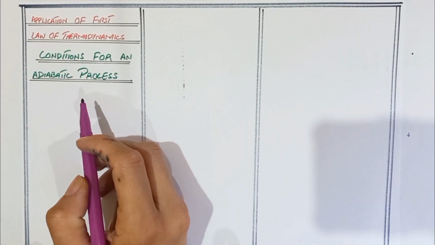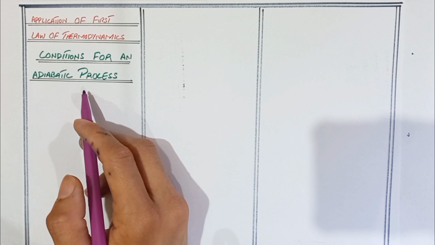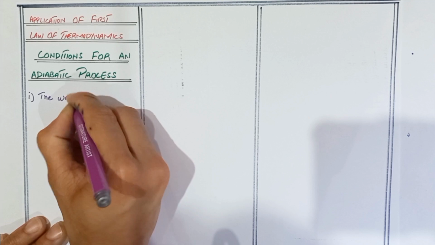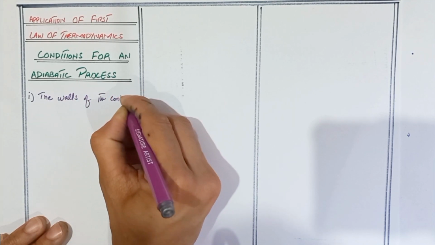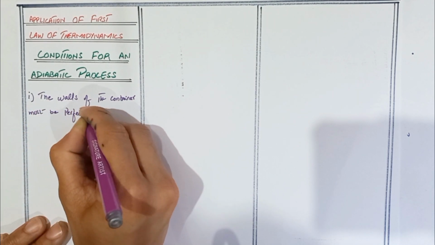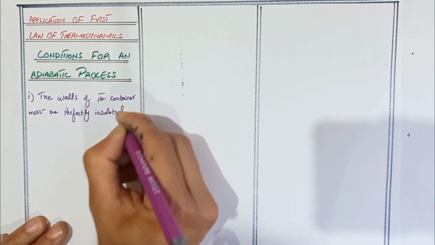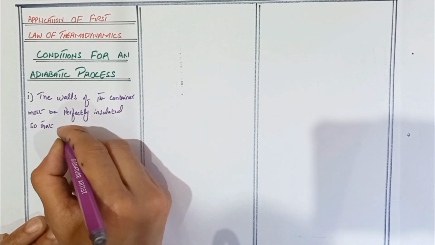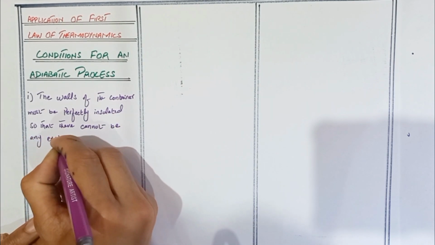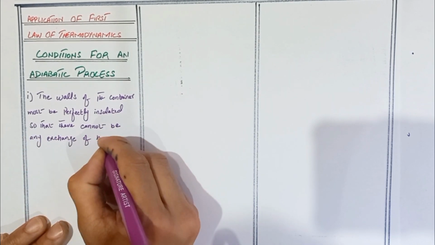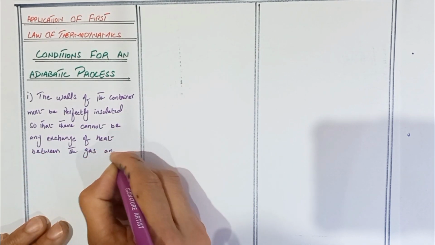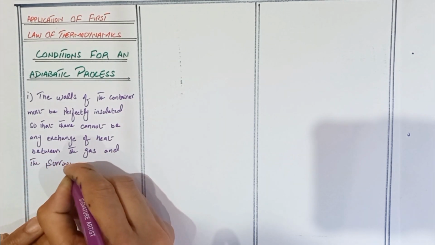Now we discuss the conditions for an adiabatic process. Which conditions must hold for an adiabatic process to happen? The first condition for the adiabatic process is that the wall of the container must be perfectly insulated so that there cannot be any exchange of heat between the gas and the surroundings.